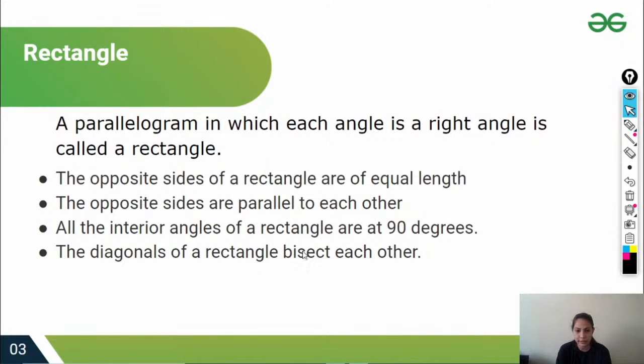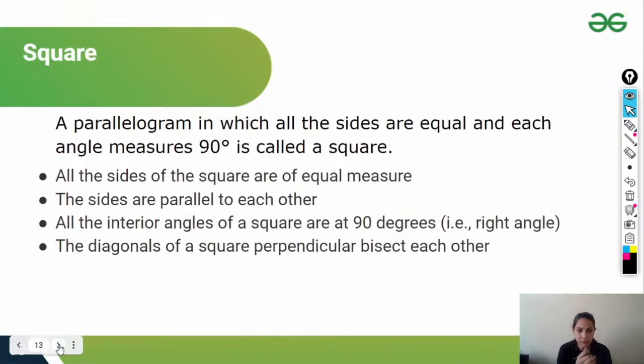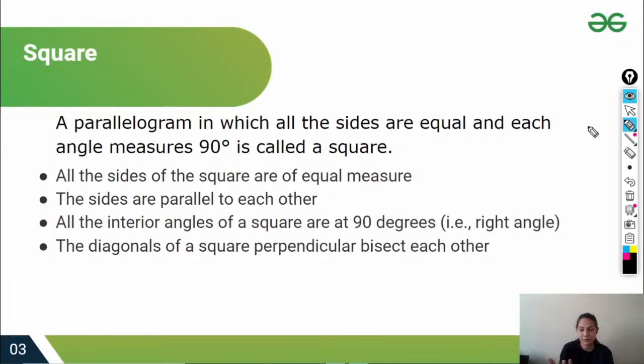Let's move forward. Now, Square ke baare mein bhi sabne, I guess you all have done the question based on square. Still, let's discuss the property. It's also a parallelogram in which all the sides are equal and each angle measures 90 degree is called a square.